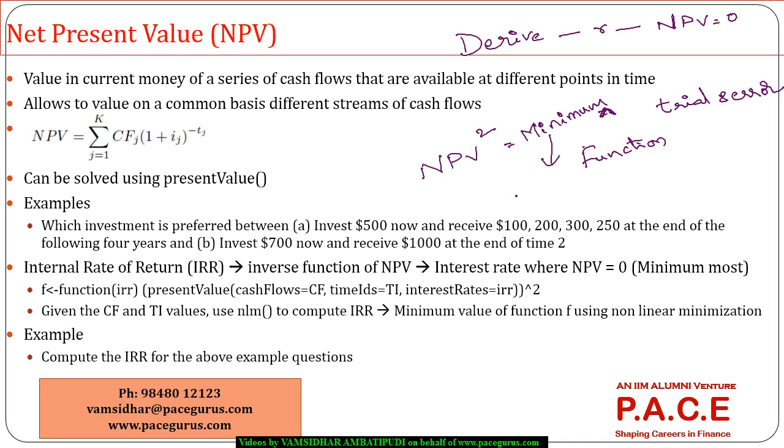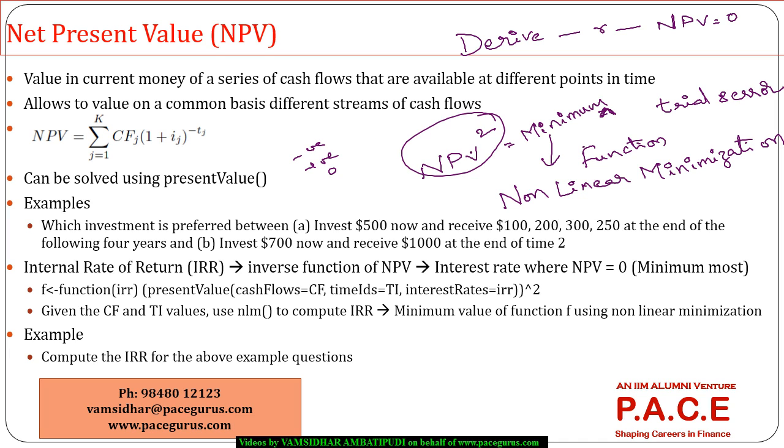We will talk about the minimization, the non-linear minimization. We can use a quadratic minimization. So we'll use a non-linear minimization process to make sure that this NPV squared value, because if I take NPV and say it is 0, it could be either negative or positive. So that's where I am taking a square of the NPV and trying to see that the squared value should be as minimum as possible. And for using this minimum, I'll use this nonlinear minimization function, which will typically compute the value of IRR for me. So this is the function I'm writing.